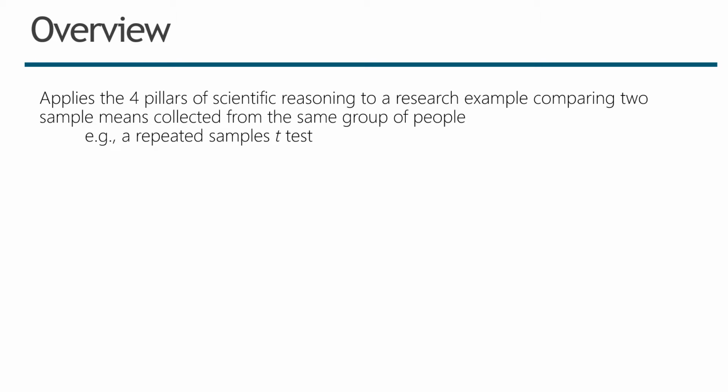In this video, we'll apply the 4 pillars of scientific reasoning to a research example comparing 2 sample means that were collected from the same group of people. In other words, we'll be applying them to a situation where you would use a repeated samples t-test.